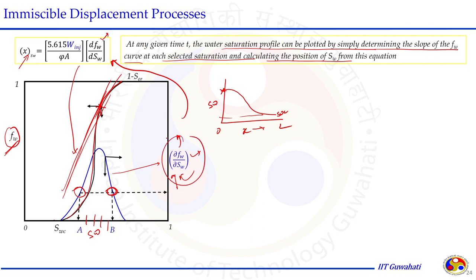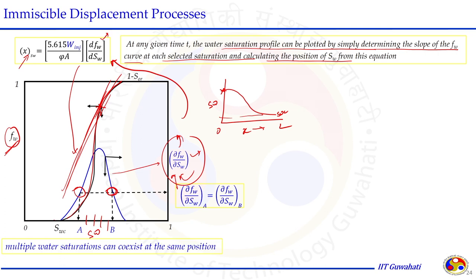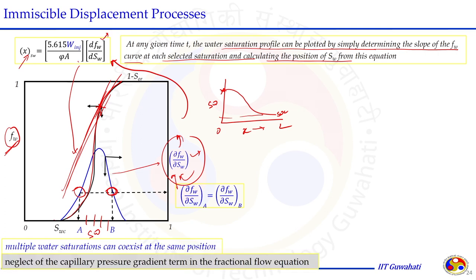So if the value is the same at two different distances, that is mathematically not correct, and even physically also, the front keeps moving, so the saturation should also be changing. And this happens because the capillary pressure is neglected in this analysis. So multiple water saturations can coexist in the same position. Neglecting the capillary pressure gradient terms in the fractional flow equation is responsible for this situation that we arrived at with respect to saturation and position.